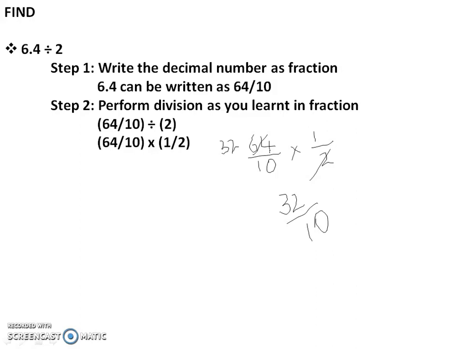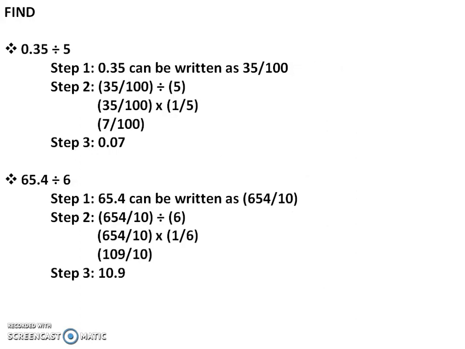So 64 by 10 into 1 by 2. 64 and 2 get cancelled. That is, 2 into 32 is 64. So the next step is 32 by 10. I have shown you here how we got 32 by 10. What is 32 by 10? 32 by 10 is 3.2. Understood? We'll see another question. Step 3, final answer is 3.2. Next question.